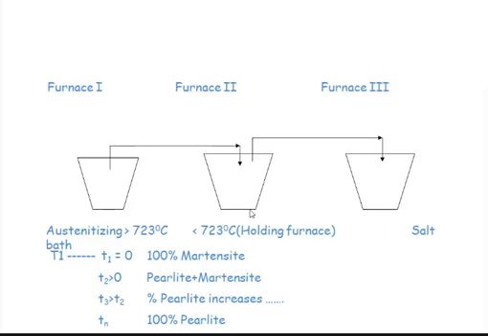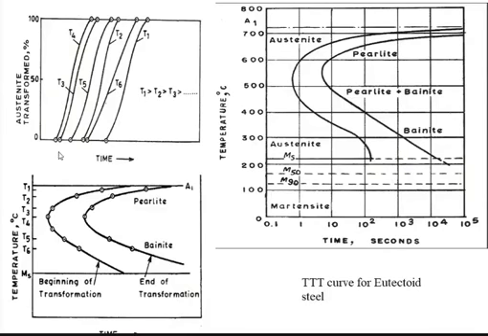Now we can construct a series of isothermal curves. By isothermal I mean that at constant temperature we have obtained some data. So we get a series of isothermal curves. You can see it here: the vertical axis is austenite transformed and the horizontal axis is time.